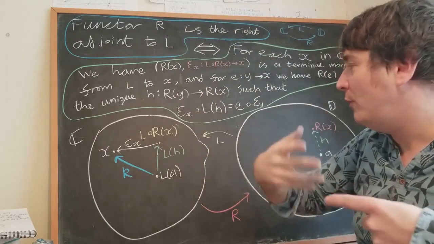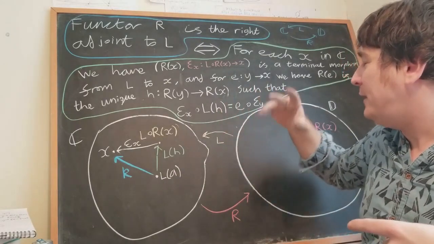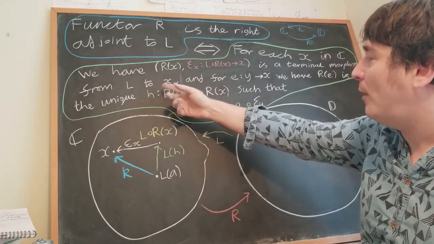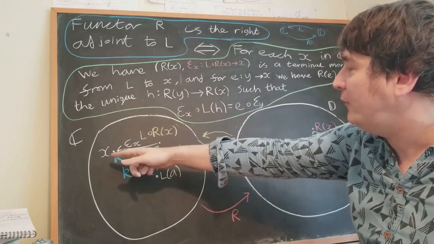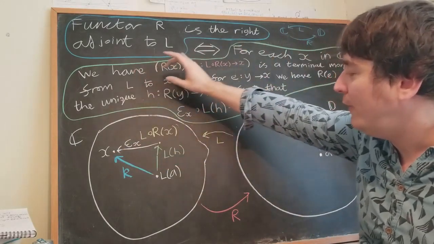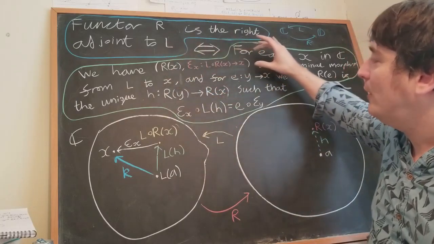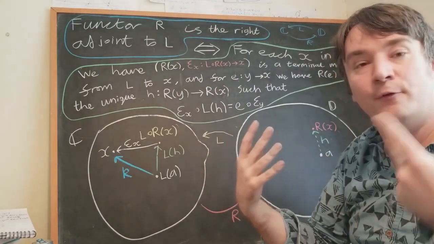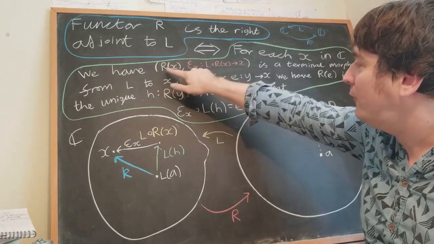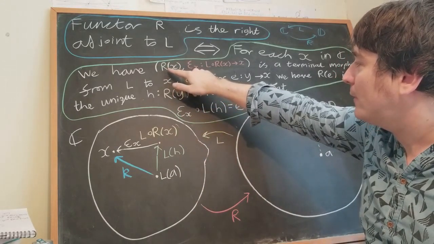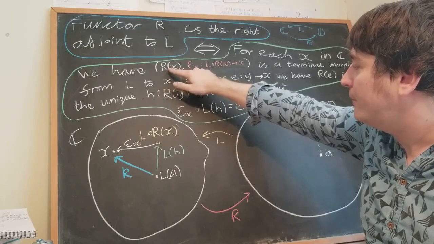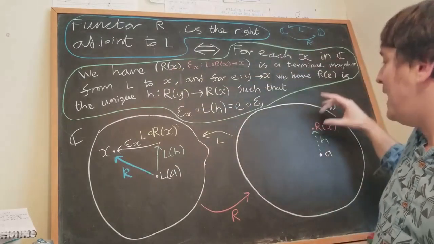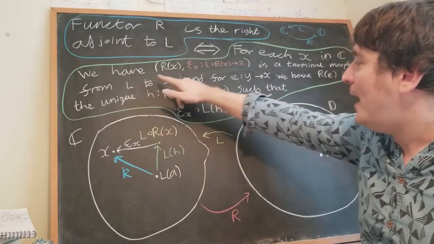So the way I think of it at least, we're given this functor L from D to C, and we're told that it has this special property that for every object X, there's a terminal morphism from L to X. And this form of these terminal morphisms is starting to tell us how to define this functor R, because it's telling us that we're going to send X to one of these objects involved in a terminal morphism from L to X.